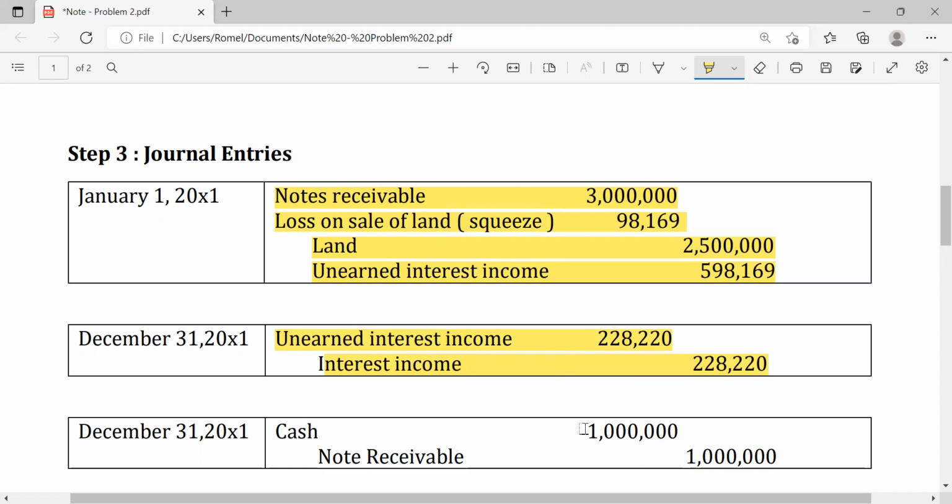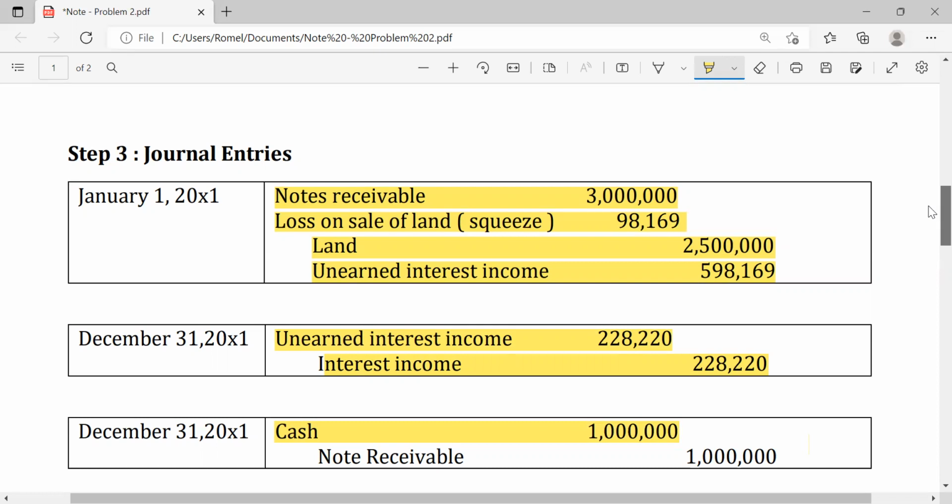And then, kailan ang first collection ng installment? Or kailan ang first installment collection with regards to the principal? December 31, 20X1. So because of that, debit cash, 1 million pesos, credit note receivable, 1 million pesos. Kasi may nakolekta ka ng 1 million pesos. So that is for December 31, 20X1.